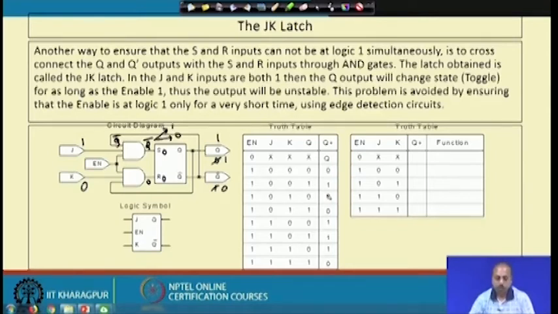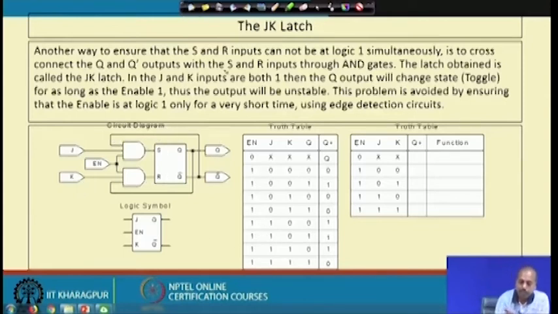Of course, there is another issue, like if I make both J and K equal to 1. So, what happens is that the previous Q value will be coming here and the previous Q bar value will be coming here. Now, suppose Q was equal to 0. So, this is equal to 0 and this is equal to 1. As a result, this line will become 1 and this line will become 0.